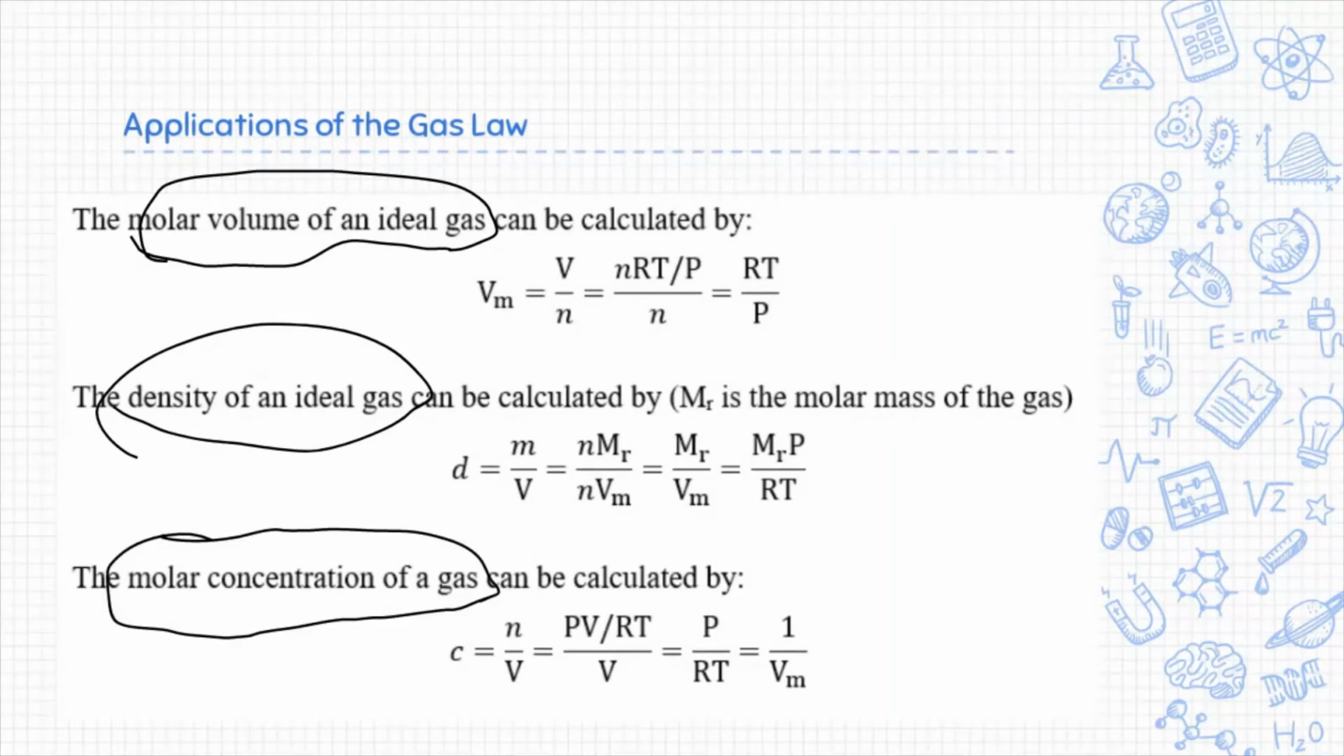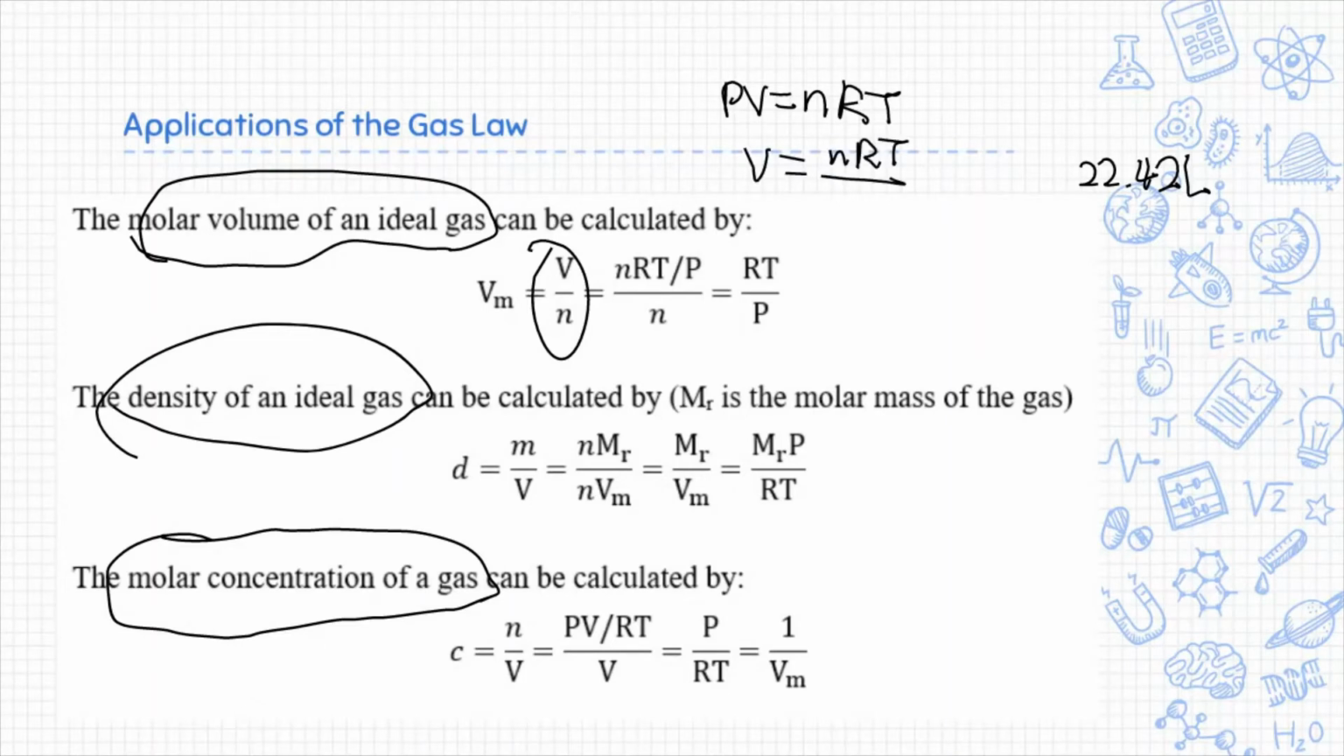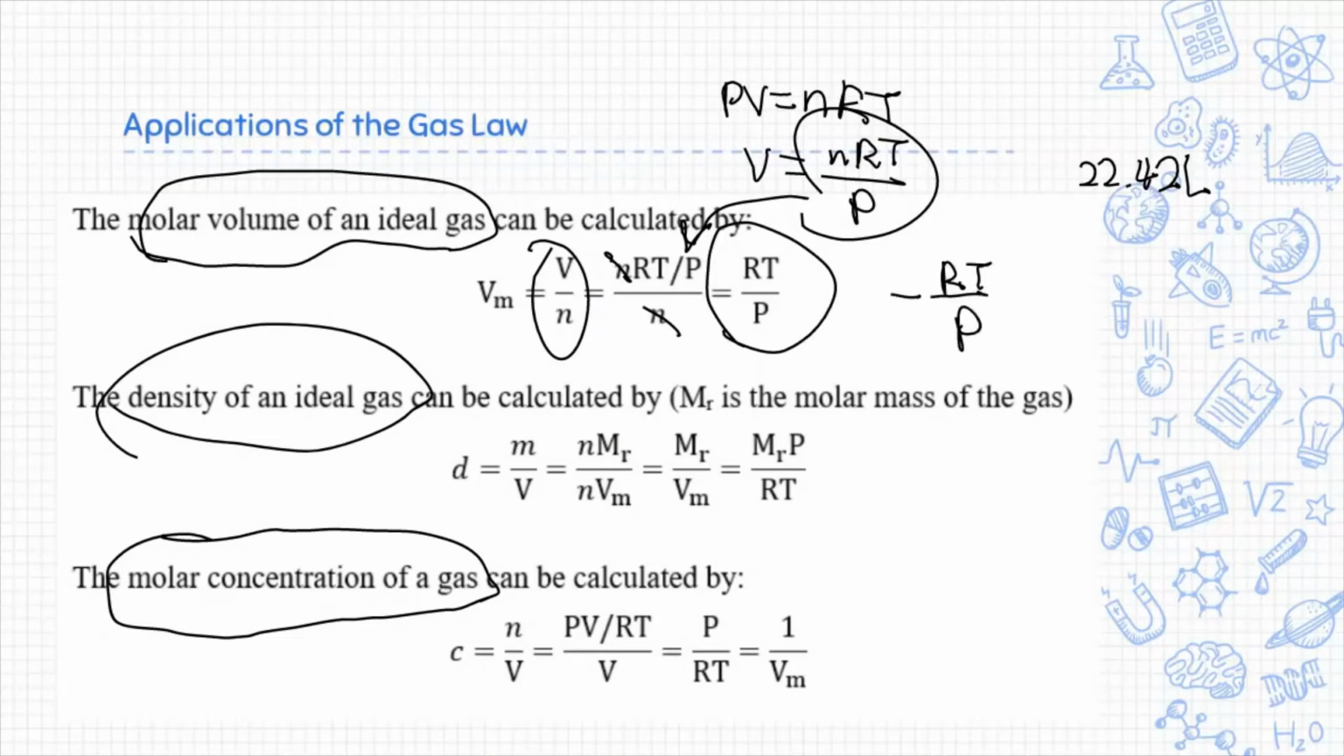Let's start with molar volume. Molar volume is basically volume of the gas over moles. If you remember 22.42 from your stoichiometry work, that's molar volume at a certain temperature. So you know that PV equals nRT. If we rearrange this, we get V equals nRT over P. If we plug this in here, we can cancel these out and we get RT over P. This is your first equation that you should probably not memorize, but know how to derive.